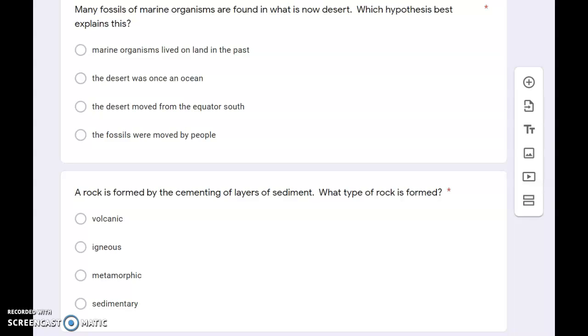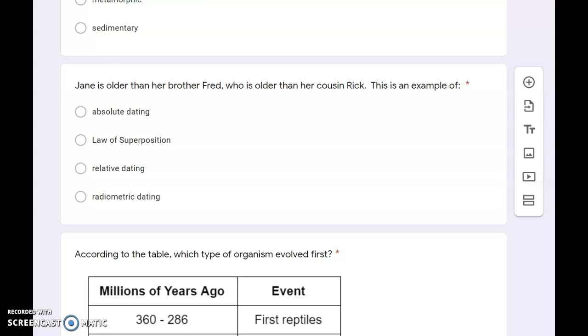A rock is formed by cementing layers of sediment. What type of rock is formed? Volcanic, igneous, metamorphic, sedimentary. Jane is older than her brother Fred, who is older than her cousin Rick. This is an example of: absolute dating, law of superposition, relative dating, radiometric dating.